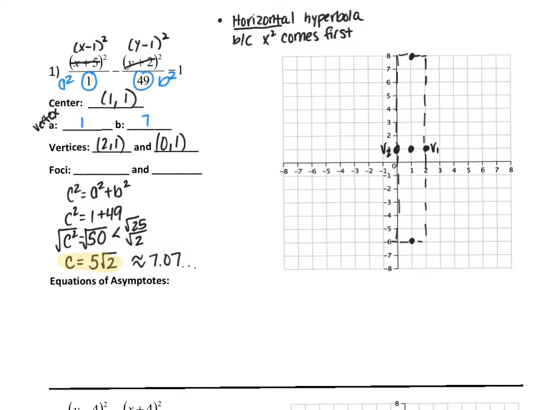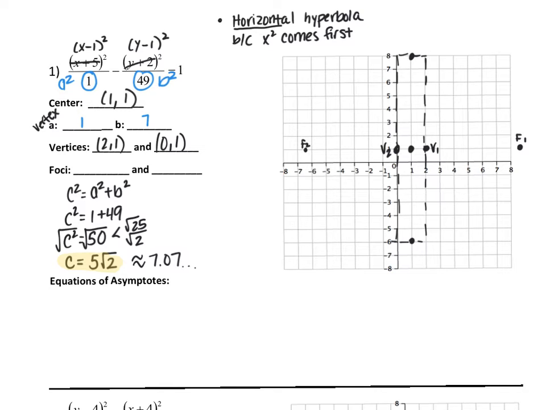So what are we going to do to graph our foci? We're going to go right 7.07 and left 7.07 from this center point. So 1, 2, 3, 4, 5, 6, 7, and a little bit. It's okay that it goes off, and we'll label this foci 1. And now we're going to go left from the center. 1, 2, 3, 4, 5, 6, 7, and a little bit. And that's going to go there, and we can label that foci 2.